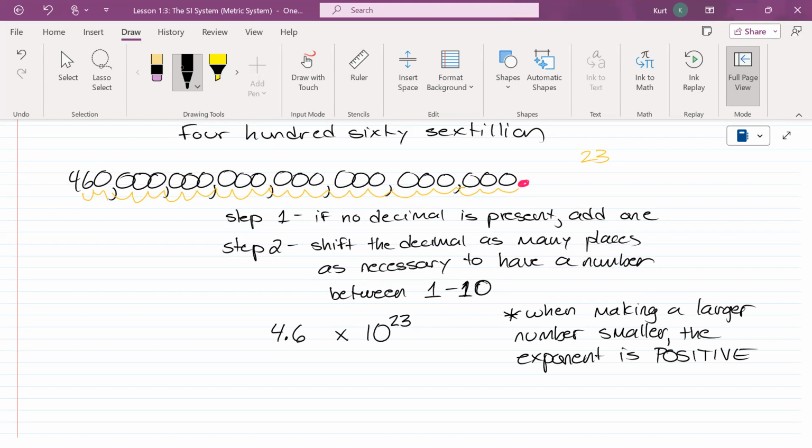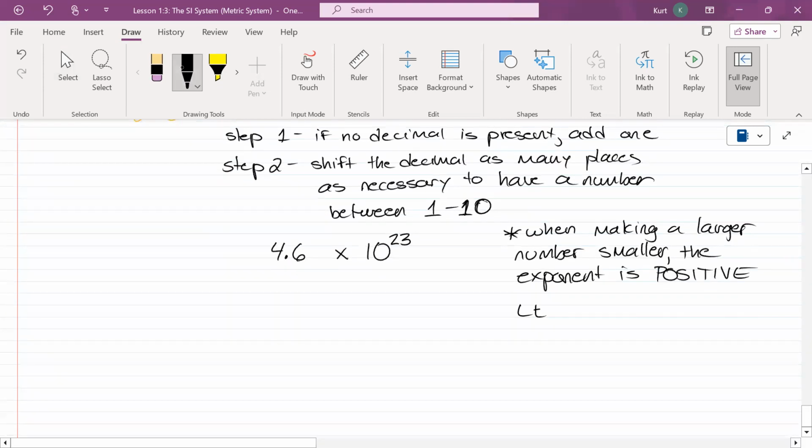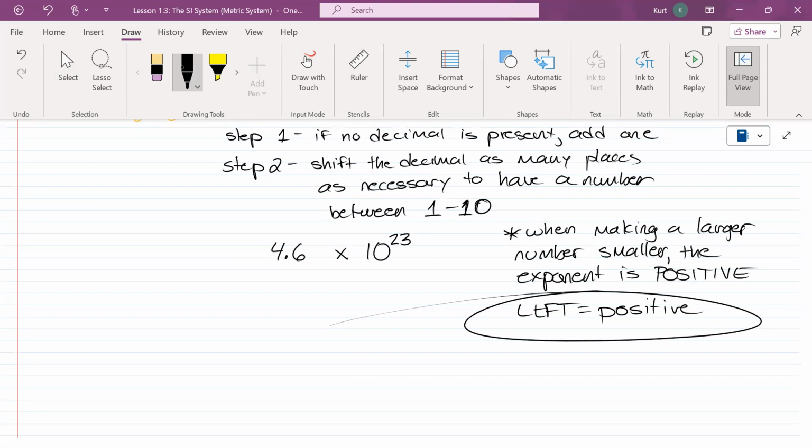When you are making a huge number like 460 sextillion, 4.6, you shifted the decimal to the left. That's positive. Sometimes students' brains go straight to a number line that you learned in 3rd grade. You got 0 in the middle. If you go to the left, it's negative. If you go to the right, it's positive. Don't go there. When you shift left, you're going up. You're going positive. I can't make it any clearer than that.